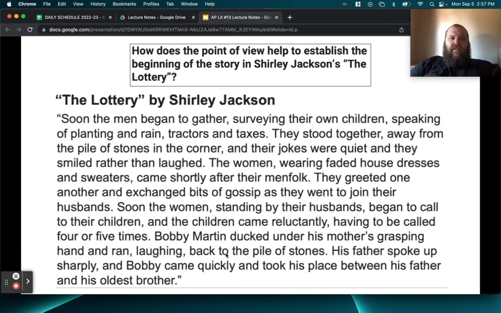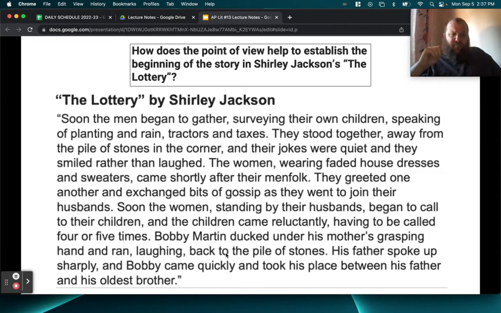All right. So we're really just going to jump in here. Let's imagine that we are being asked to write about this question at the top in the box. How does the point of view help to establish the beginning of the story in Shirley Jackson's The Lottery? Again, at this point, we've talked about being able to identify the point of view in the lottery. That's great, but that's only really one part of it.